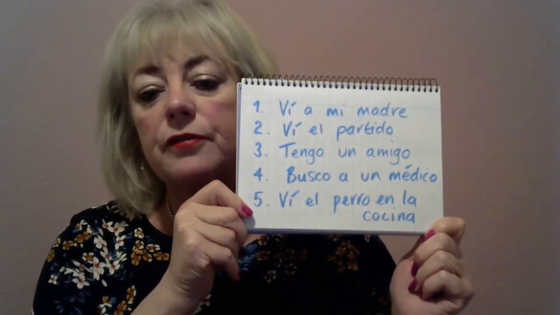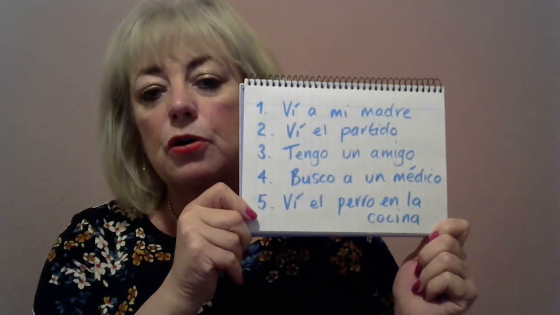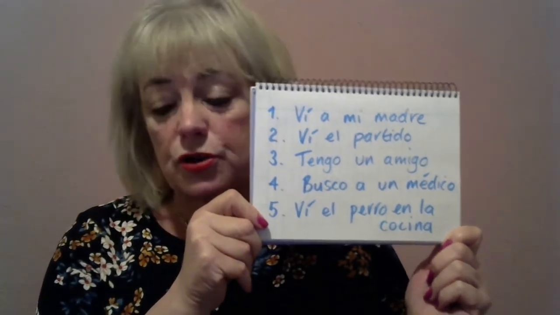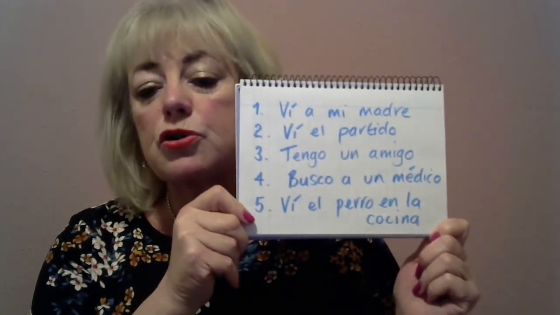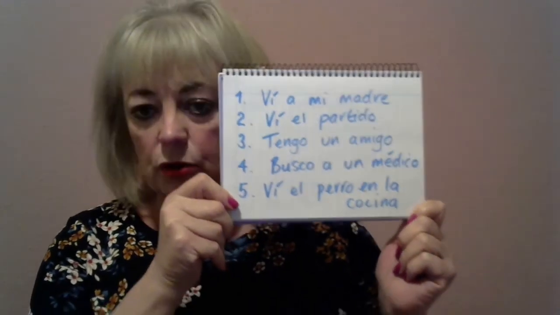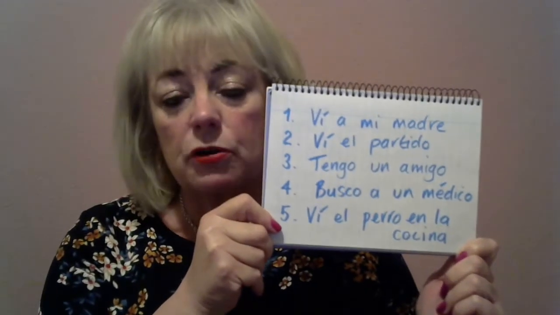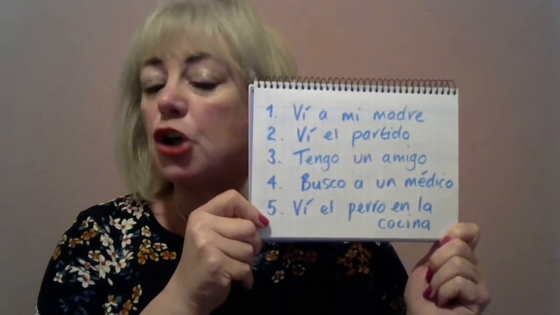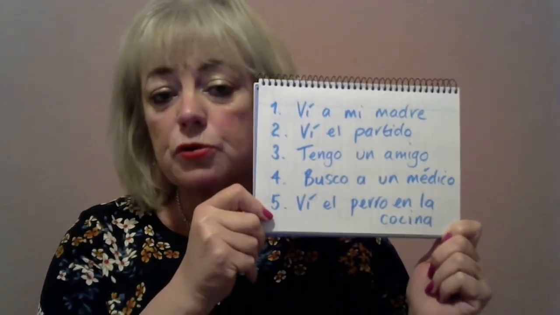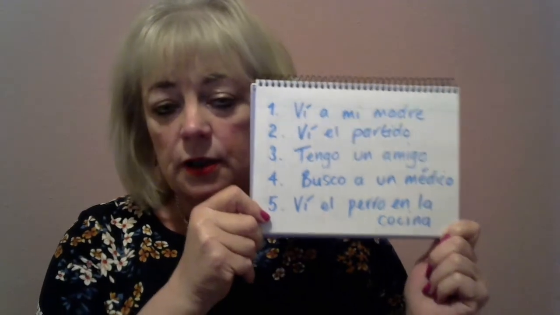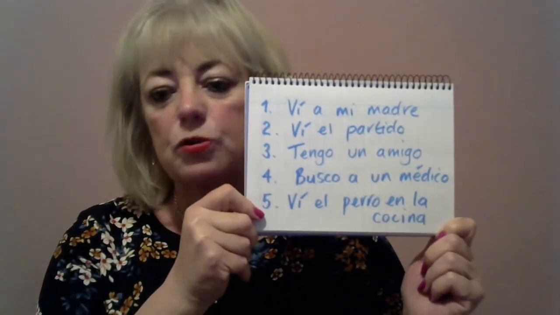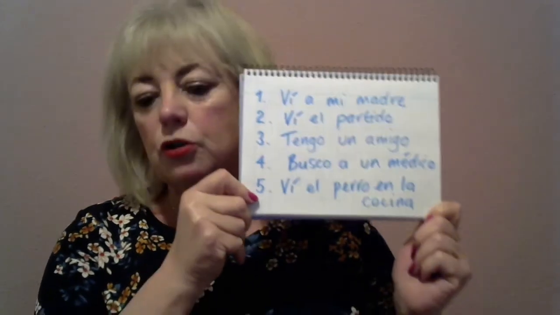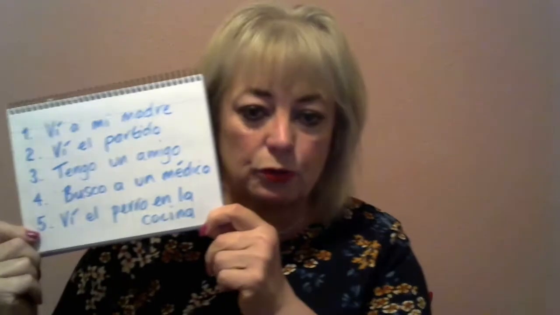Número 4, I'm looking for a doctor. Busco, I am looking for, or you could say estoy buscando. So there's 2 ways you could say that. Busco or estoy buscando a un médico, because of course doctor is a person. So you will put in the a. You will not put in for. Busco is to look for. I am looking for. The for is in there, so you wouldn't say busco para un médico or busco por. No, just busco a un médico.